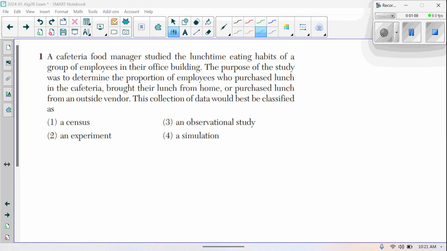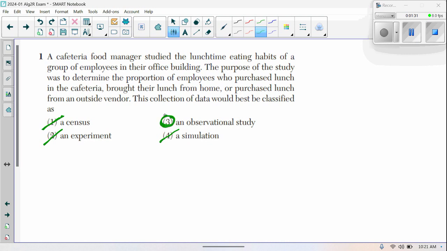All right, it's not a census. That's when you send paperwork out and have people fill it out for you and return it. It's not an experiment. He's not experimenting on people whatsoever. It's not a simulation. We're not going to have a computer simulate it. He's going to just observe people, or they are going to observe people.